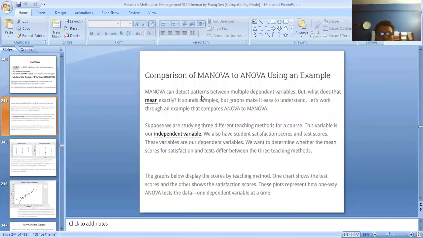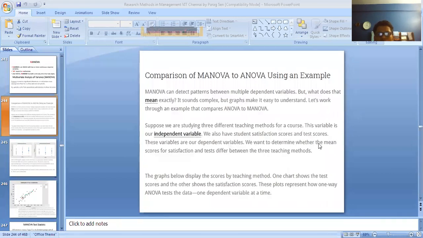MANOVA can detect patterns between multiple dependent variables, but what does that mean exactly? It sounds complex, but graphs make it easy to understand. Let's work through an example that compares ANOVA to MANOVA. Suppose we are studying three different teaching methods for a course. This variable is our independent variable. We also have student satisfaction scores and test scores. These variables are our dependent variables.